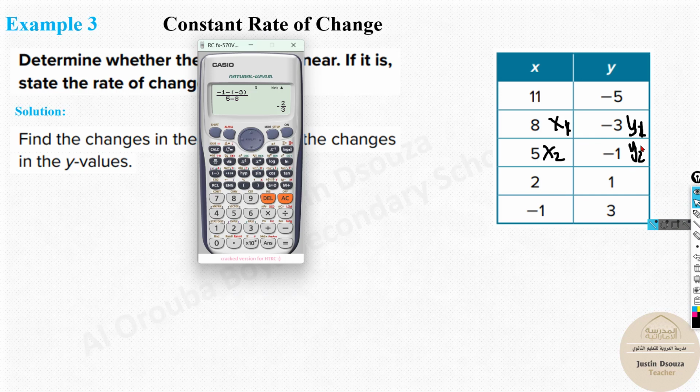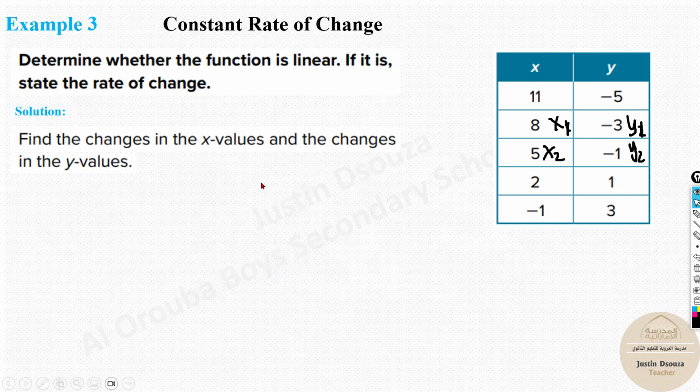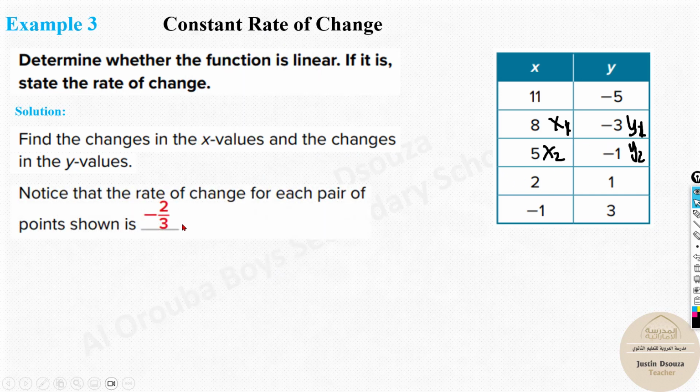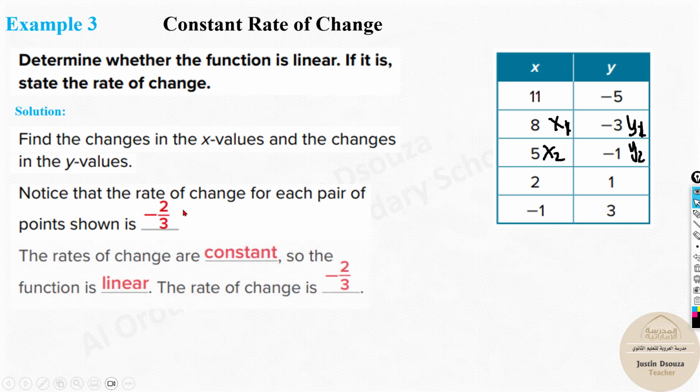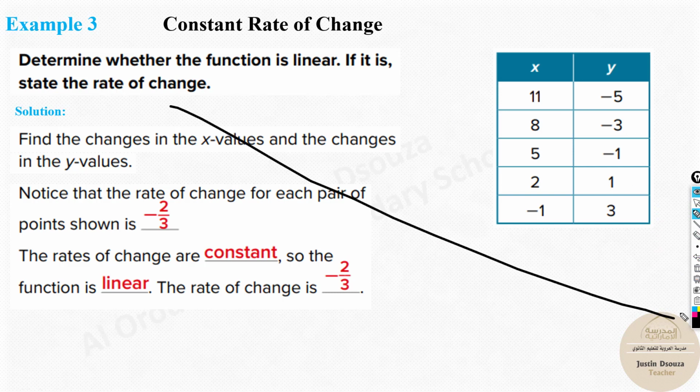Change this x1, y1, and this will be x2, y2, and try the slope, the rate of change. It must be the same, and it will be the same over here. Since at all the points the rate of change is minus 2 by 3, we can say it is a constant. Constant means same, and therefore it is a linear rate of change. If you graph these points, you would get something like this. Negative means it will go downwards.